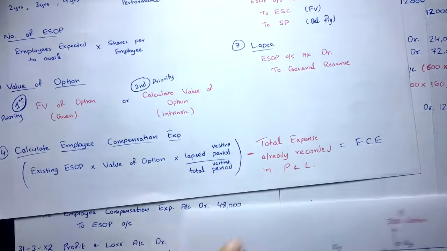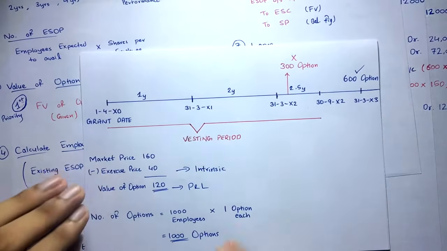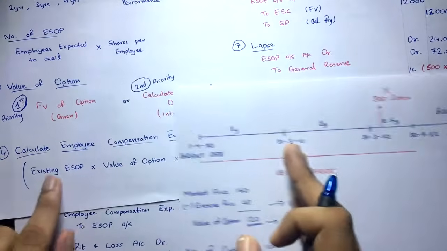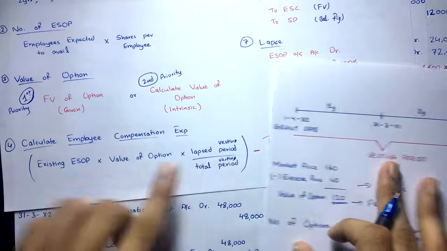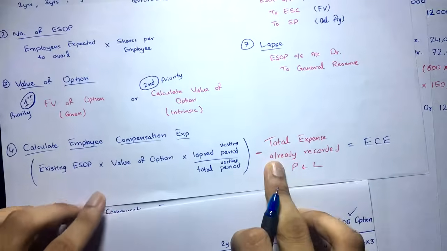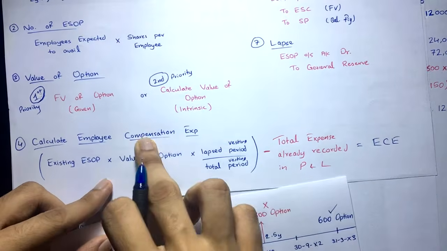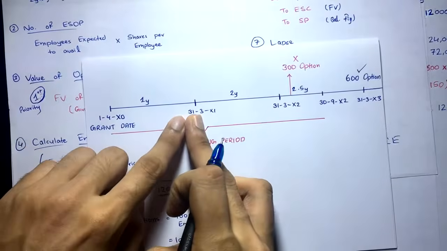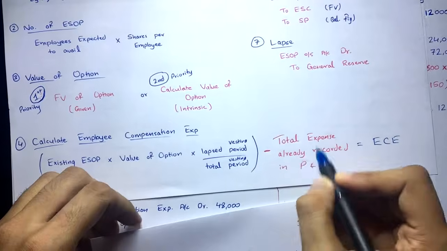This is called straight lining actually. At the end of the first year, you are going to see how many options are going to be exercised, into value of option, into the fraction of vesting period, and then you're going to subtract the total expense recorded already in P&L. Total employee compensation expense. Now this is the first time, right? At the end of the first year, this is the first time you are calculating this, so this will be 0 in the first year.